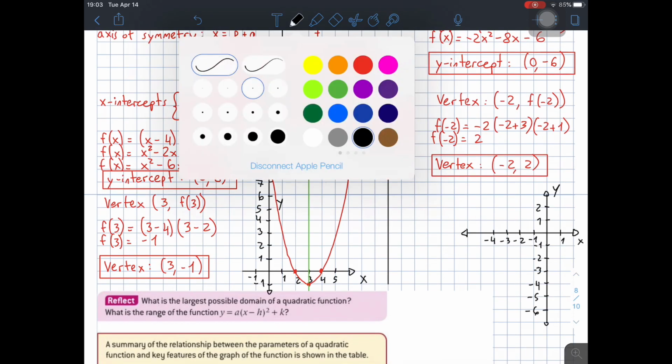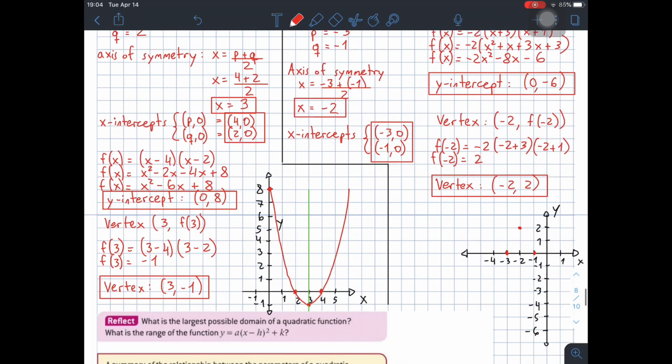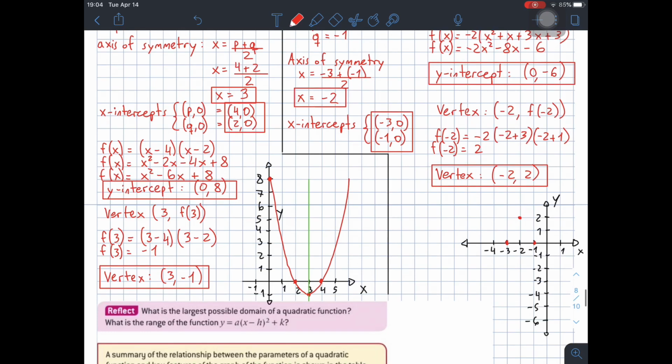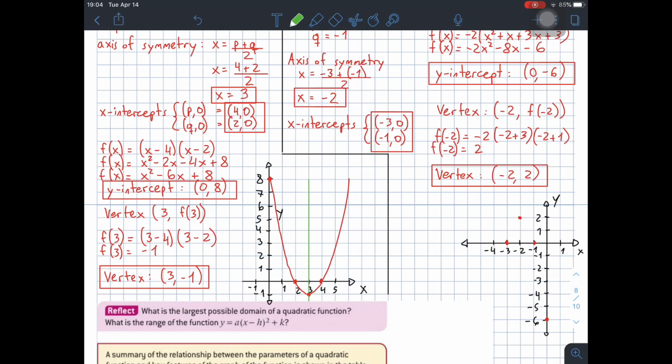Okay, so let's first plot in the vertex, which is (-2, 2). That's right over here. Then we have the x-intercepts, (-3, 0), that's here, and (-1, 0), that's here. Then we have the y-intercept, which is (0, -6), that's right here. And finally, the axis of symmetry at x equals -2 is right over here. So as you see, if we join these points by hand, we will get a parabola that faces downward, which is what we were supposed to get, right? We can extend this symmetrically to the other side, and there is our parabola.